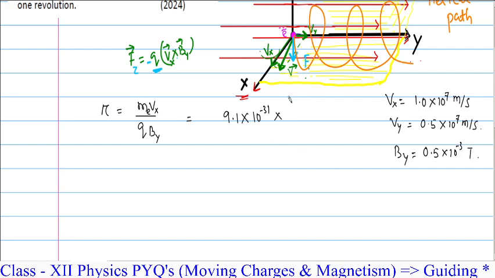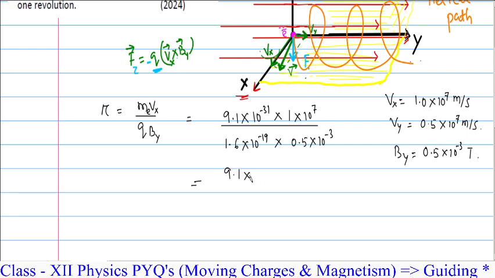So Vx is 1 into 10 to the power 7 divided by the charge of electron, that is 1.6 into 10 to the power minus 19 coulomb. It should be negative, but we are taking magnitude wise. And the magnetic field is 0.5 into 10 to the power minus 3. Okay. So what will the result over here?